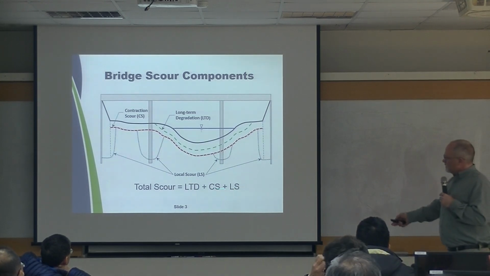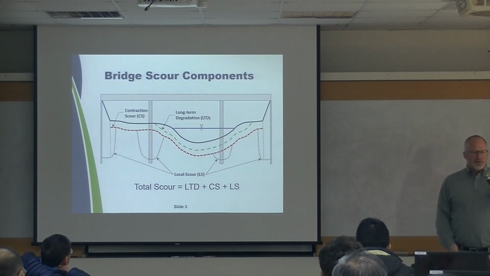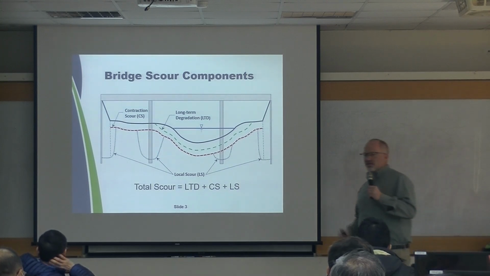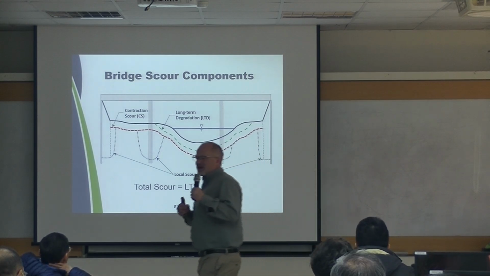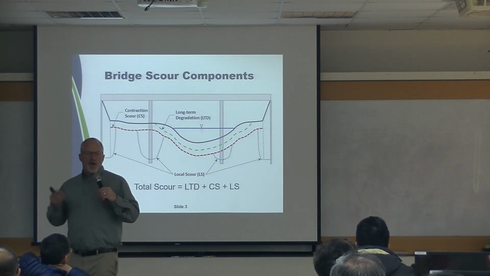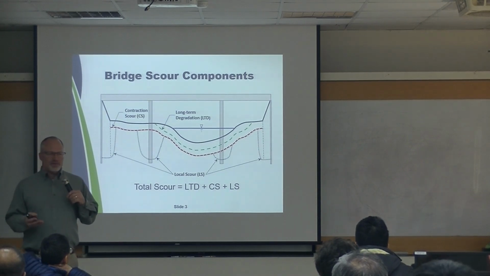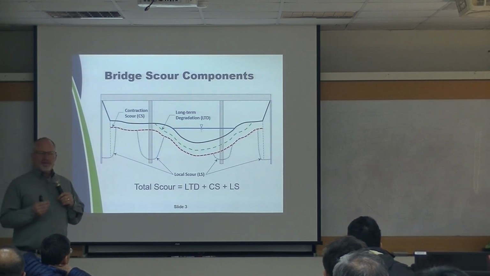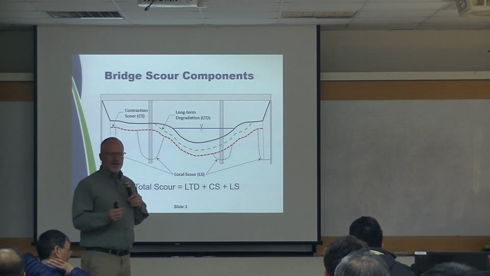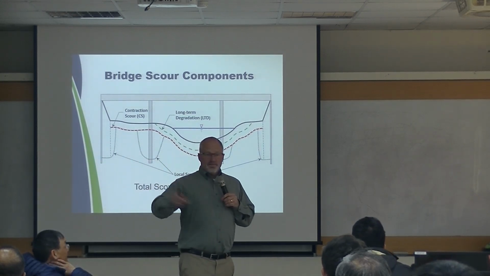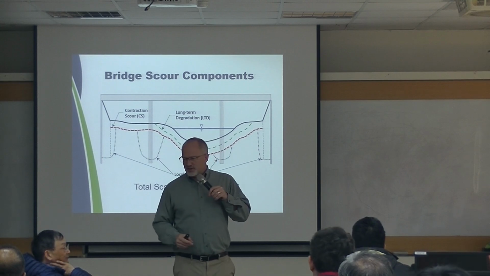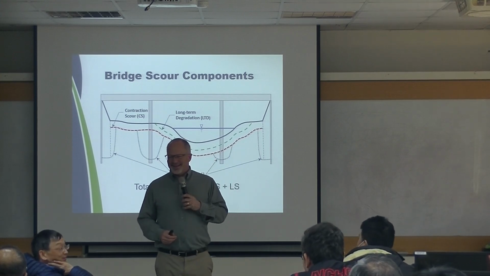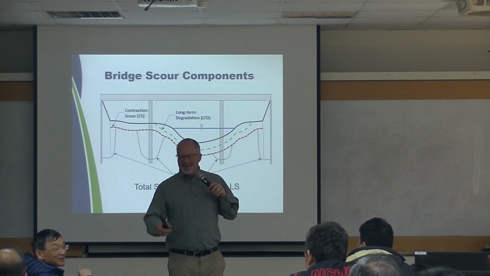All right, this last one is local scour. Local scour is the scour around piers and abutments. And so that's my next question for you. Does anybody have an idea what causes local scour? So when water goes around a bridge pier or an abutment, what do you think is actually causing the scour? Turbulence. I don't know what the term is in Chinese. Turbulence. Okay. Turbulence is the best term.